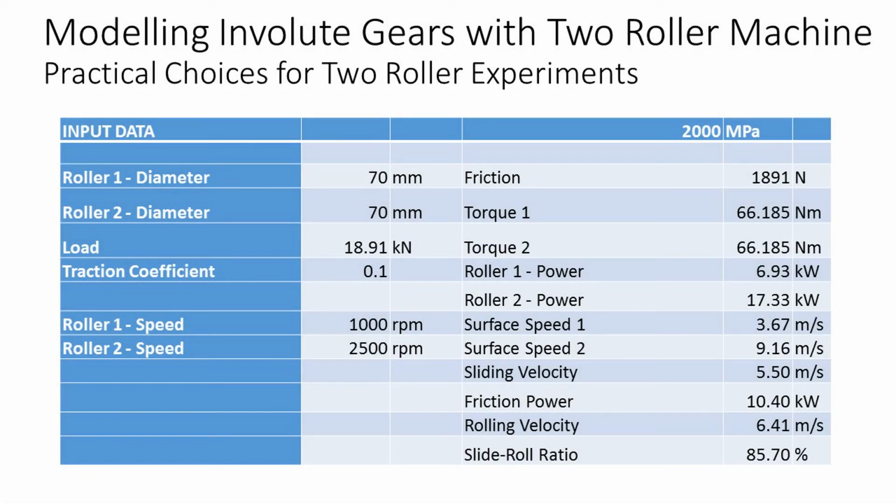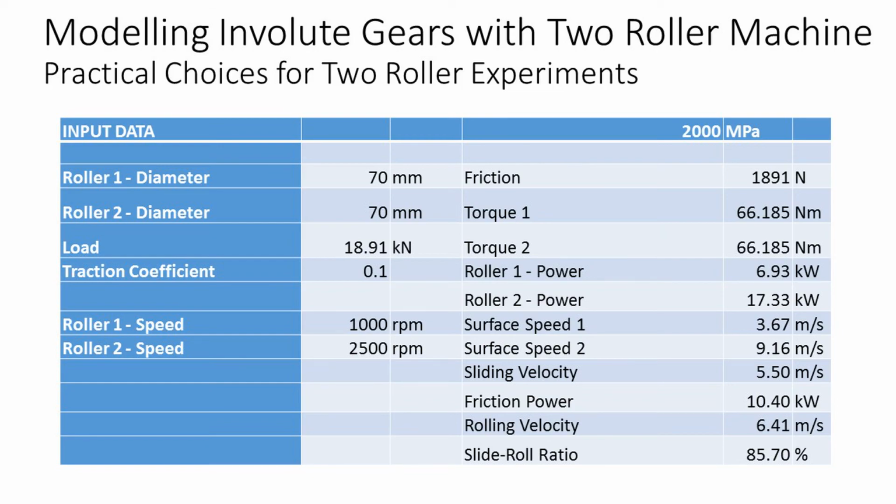Typical machine torque and power calculations are as shown in the table, and this is for a 70mm diameter roller pair with 10mm wide contact width and 2000 megapascals contact pressure, and also using moderately realistic surface speeds. If you perform these sorts of calculation, you will discover how easy it is to end up specifying an absolutely enormous high power capacity two-roller machine.